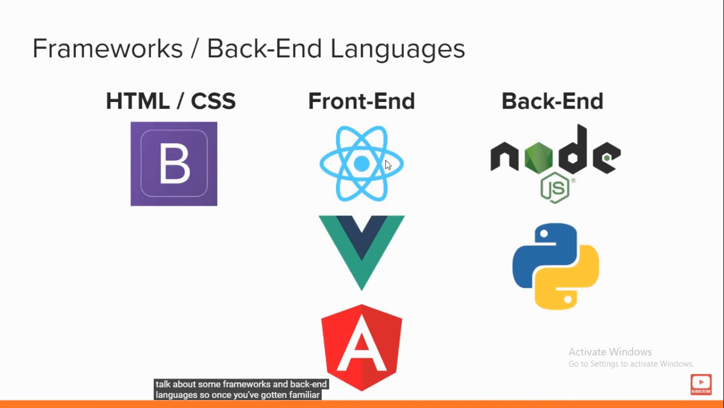Okay, and for backend, we have Node.js. Node.js is a backend runtime where we can implement a server using just JavaScript. And we also have Python. In Python, we have frameworks like Django and Flask. So we will focus on React and Node.